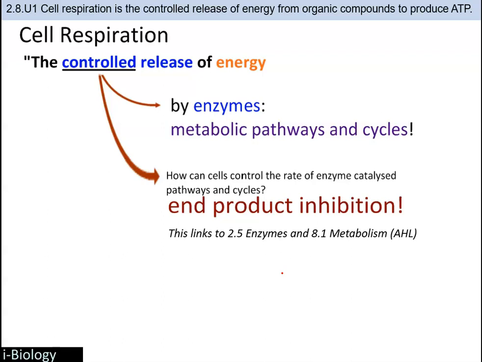The controlled release of energy is done by enzymes, in metabolic pathways and cycles, and the other question is how can the cell control the rate of enzyme-catalyzed pathways and cycles, by end product inhibition. This is something that you have to go back to your 2.5 for end product inhibition. And then in the future we will talk about that in 8.1, metabolism, for the HL. If you want to know more about this topic, then we will discuss that.